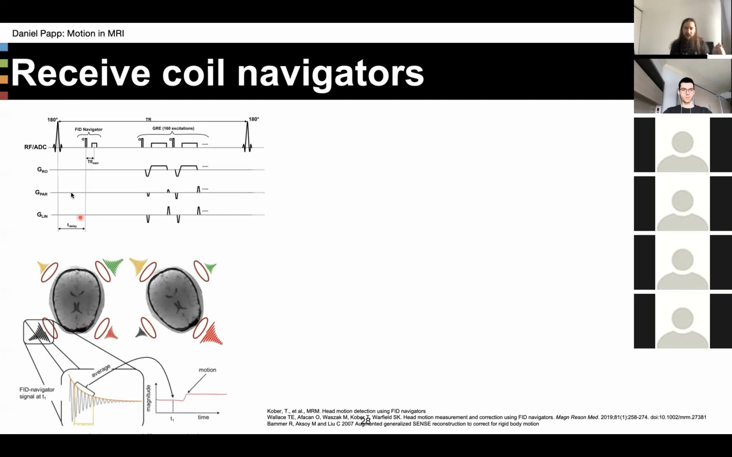Now, the way you get spatial information is that we don't have one coil around the head. We have 32, 64, however many. And each of these coils will see the signal intensity differently. And if there's motion, then that signal intensity will now change. So here, this yellow one had a little bit of signal. Now it has a lot. And you can do your data collection and then tell, oh, motion has occurred.